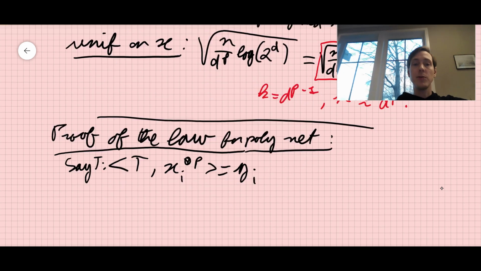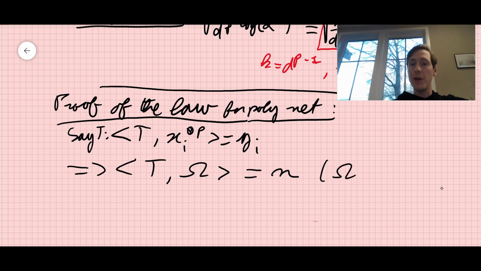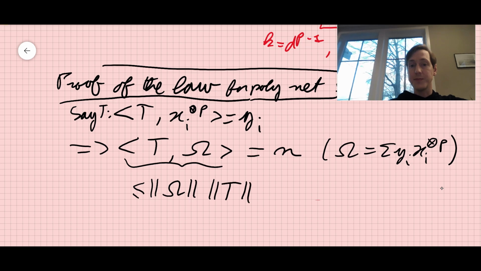Then what do we know? We know that in fact T correlates with the tensor omega that we just defined before. T times omega is equal to n. Okay, remember omega is just the sum of yi xi to the p. But now, what do we know about omega? We know how to control the operator norm of omega. So by Hölder's inequality, this is smaller than the operator norm of omega times the dual norm of T. So we know that this is larger than n.